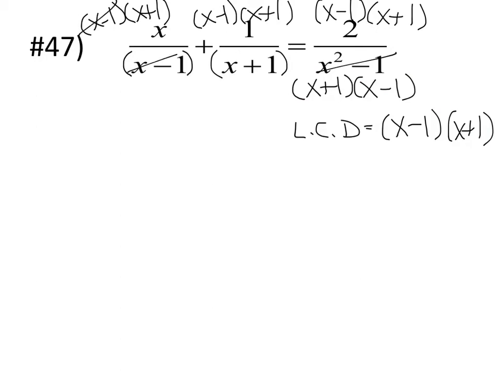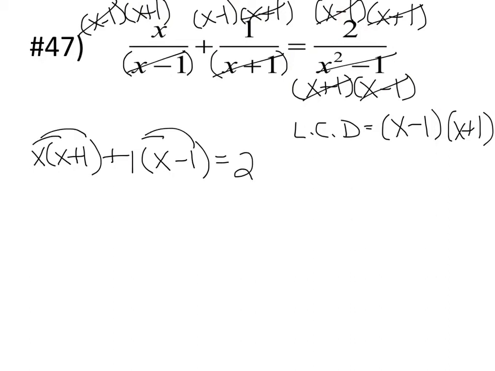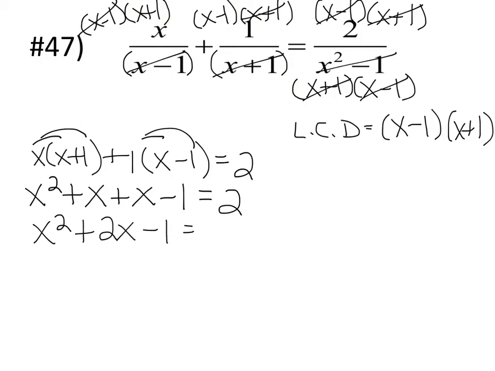And let's see what cancels. X minus 1's cancel here, x plus 1's cancel here, x minus 1's and x plus 1's cancel here. Let's look at what we've got left. I have x times x plus 1 plus 1 times x minus 1 equals 2. Distribute. X squared plus x minus 1 equals 2. Combine your like terms. X plus x is 2x. And then move 2 to the left so we're set equal to 0.